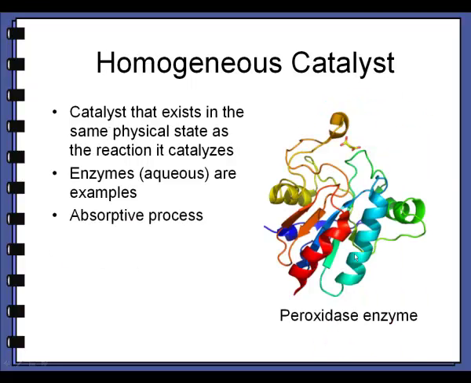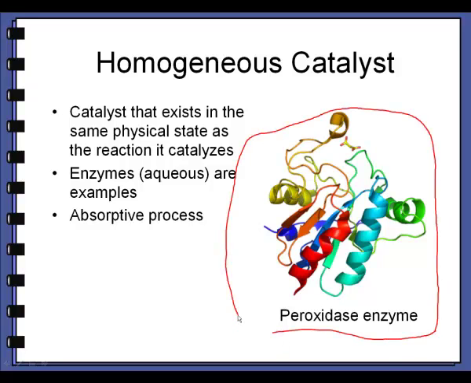Homogeneous catalysts are probably the ones we're most familiar with. These are catalysts that exist in the same physical state as the reaction they catalyze. For instance, our familiar enzymes, which are aqueous, react with reactive particles that are also in the aqueous phase. So this is what makes them homogeneous. This is an absorptive process, so they go inside of the enzyme. Okay, this is peroxidase. This is the enzyme that the yeast had that broke down our hydrogen peroxide in our discovery lab from the other day.